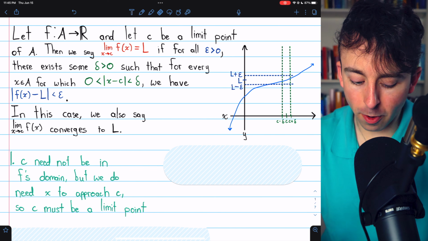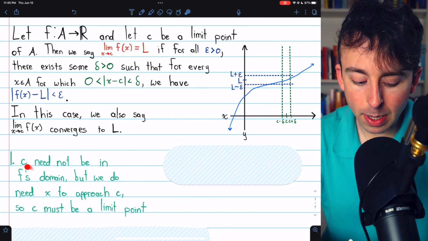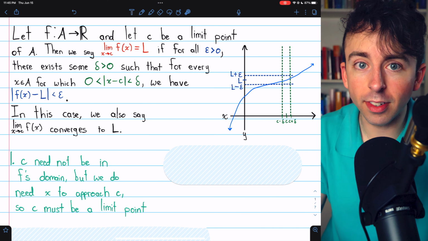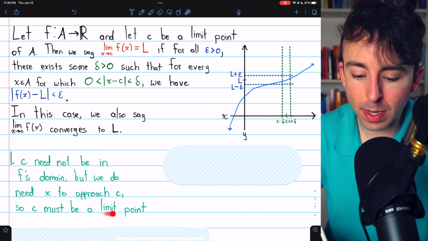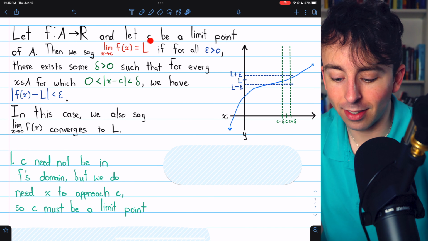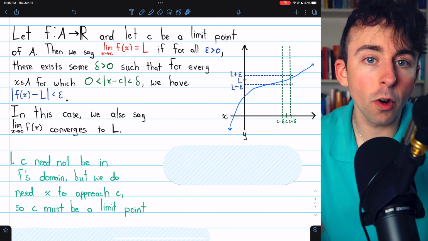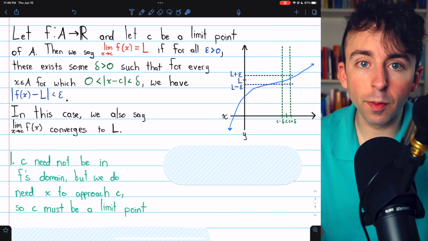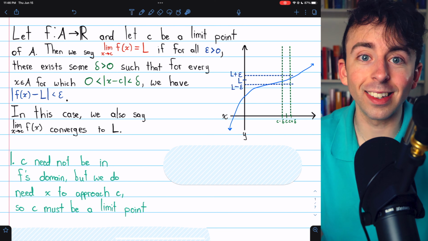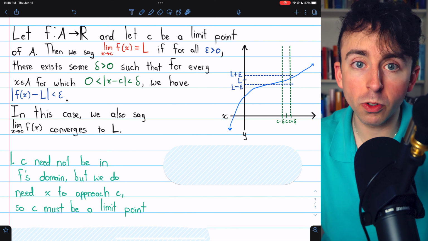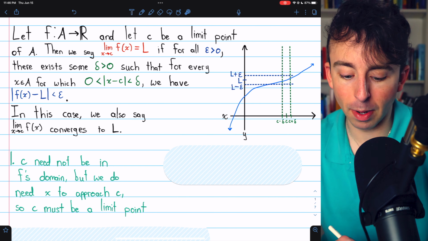First, I want to reiterate that c does not need to be in f's domain. Since we need x to approach c, we simply need c to be a limit point of the domain. So that's why we say in the definition that c is a limit point of that domain A. It doesn't actually need to be in the domain. What f of c is does not matter to us. It doesn't need to be defined. We just need x to be able to approach c. So c needs to be a limit point.